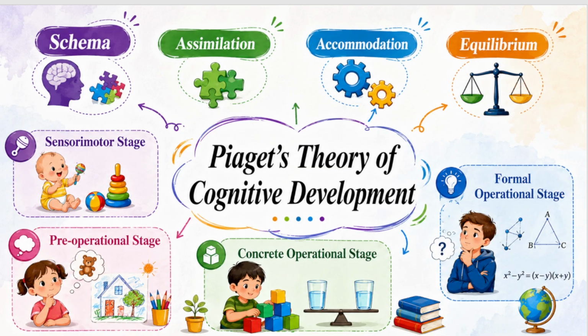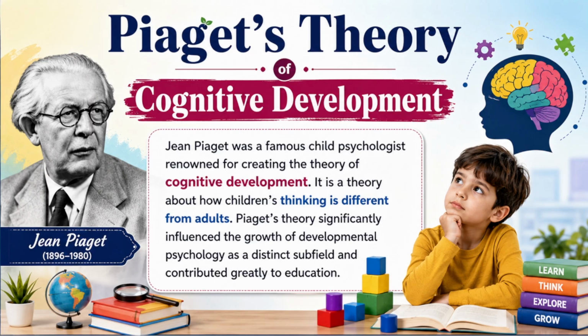Let's get started. Piaget's theory of cognitive development. Jean Piaget was a famous child psychologist renowned for creating the theory of cognitive development. It is a theory about how children's thinking is different from adults. Piaget's theory significantly contributed to the growth of developmental psychology as a distinct subfield and contributed greatly to education.